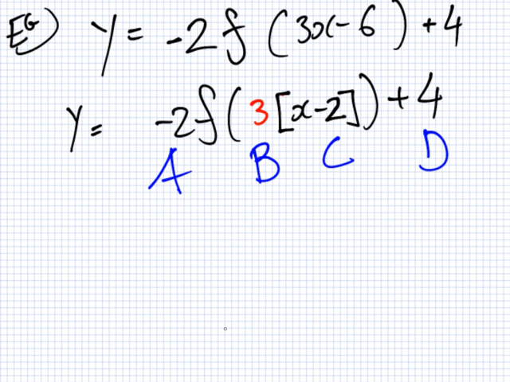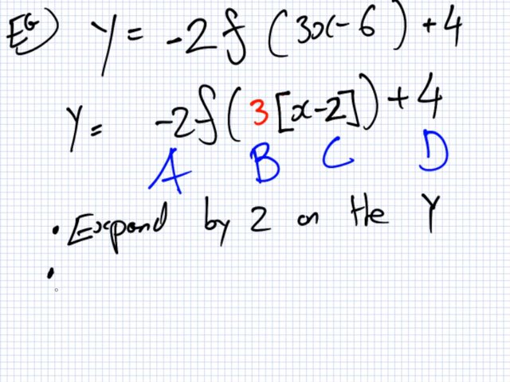Okay. So, what does the A do here? First we expand by 2 on the y. And what does the minus do on the 2 though? Opposite way. Yeah, so the minus flips the graph. Remember, like x squared and minus x squared, a minus in front flips the graph. You forgot that.